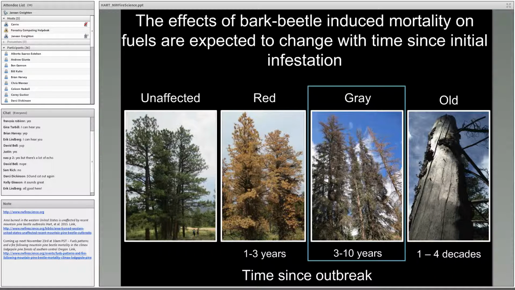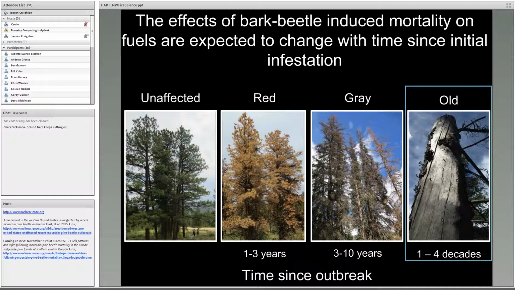So during the gray stage, the trees have very few needles in the canopy, and we're getting less canopy fuel continuity. This stage persists for about 3 to 10 years, and as a result of all the needles and the twigs and some branches falling to the forest floor, we might expect to see amplified forest fuels, but maybe a decreased probability of canopy fire in the gray stage.